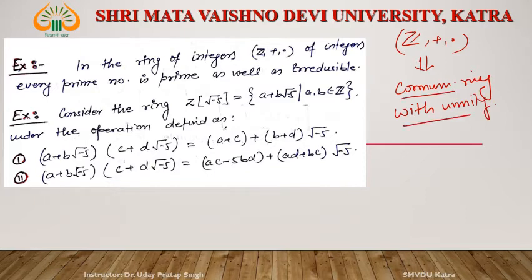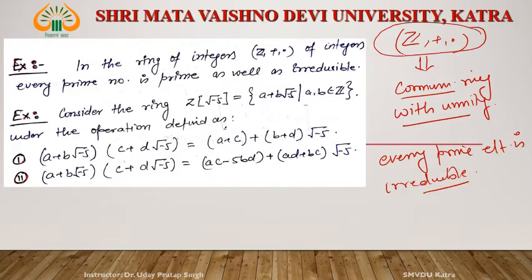In this commutative ring with unity, every prime element is irreducible. It means in Z with plus and dot, a prime element implies irreducibility and an irreducible element implies a prime element, meaning both are the same, right? But whether it is true for other domains also? No, right? Let us see.